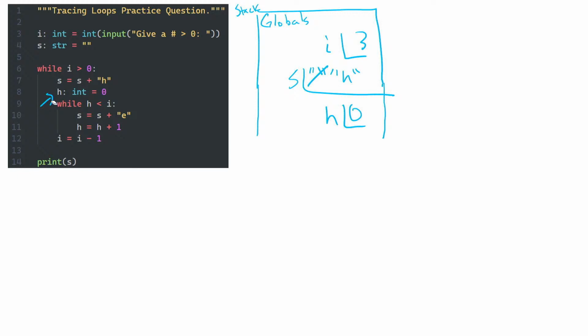And we reach another while loop. This while loop is a nested while loop. Notice it's contained fully within the repeat block of the outer while loop. And we're asking, is h less than i? Well, we just initialized h to 0, so 0 less than 3 is true. And we go into this loop, and we take s's current value, that's H, and concatenate e. So s is no longer H, it's now he, right? And we then take h's current value, which is 0, and add 1 to it, and replace h's value with that. So h is now 1.